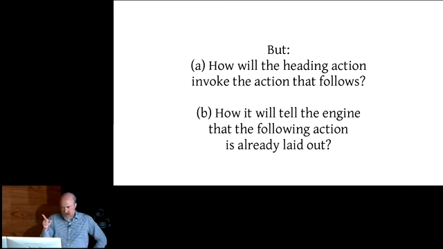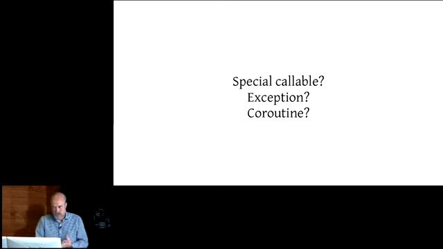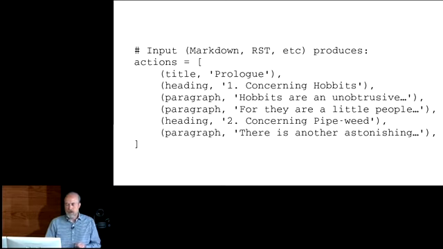All right, but how will the heading action invoke the action that follows? I haven't talked yet about how the heading talks to the paragraph. And how will it tell the engine that the following action's already laid out? If the heading needs to lay out the paragraph, it needs to tell the engine, hey, I've already laid out the paragraph, don't do it over again, now that I hand back control and return a value. Once again, pencil and paper, I looked at special callable and exception. Should these two things be coroutines that talk to each other? I took a deep breath.